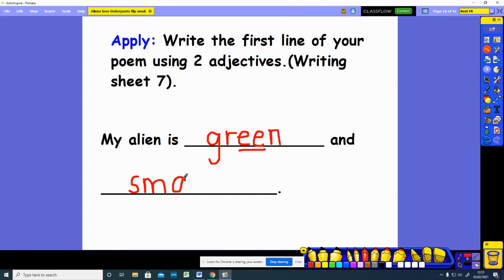All. Oh, what terrible writing. Your writing will be so much better. And there's my special friends. All. Okay, full stop at the end, of course. Let's read it. My alien is green and small. So I have finished the first line of my poem.